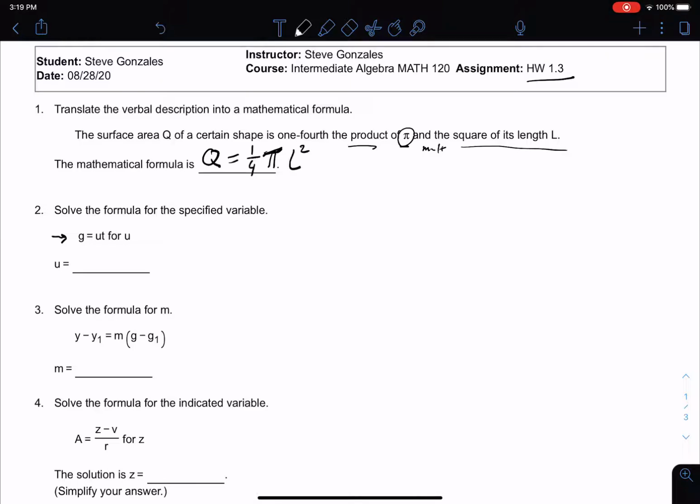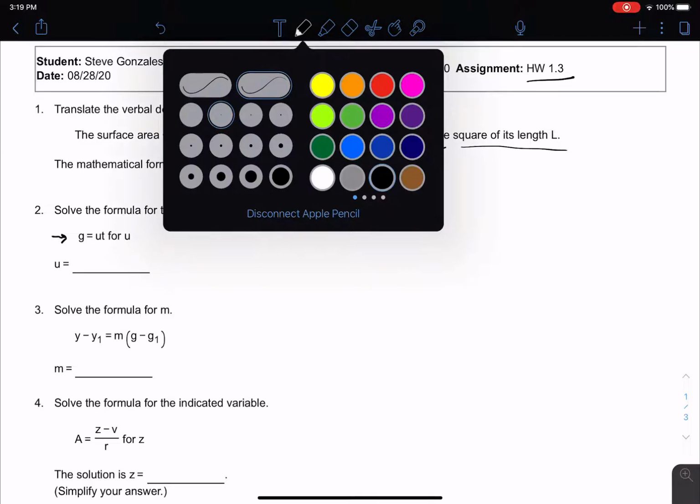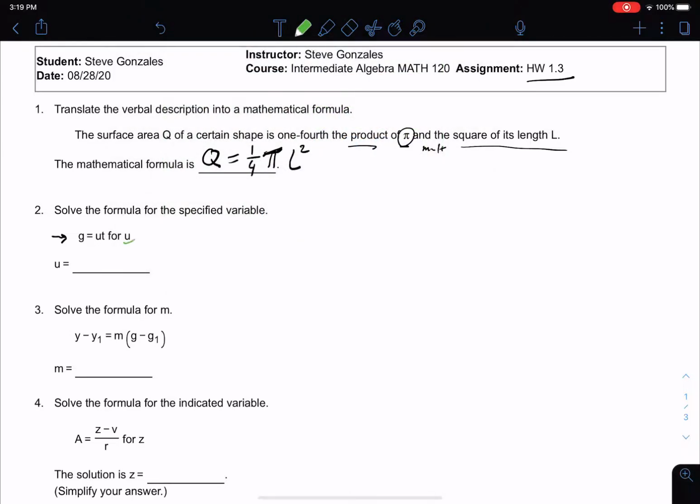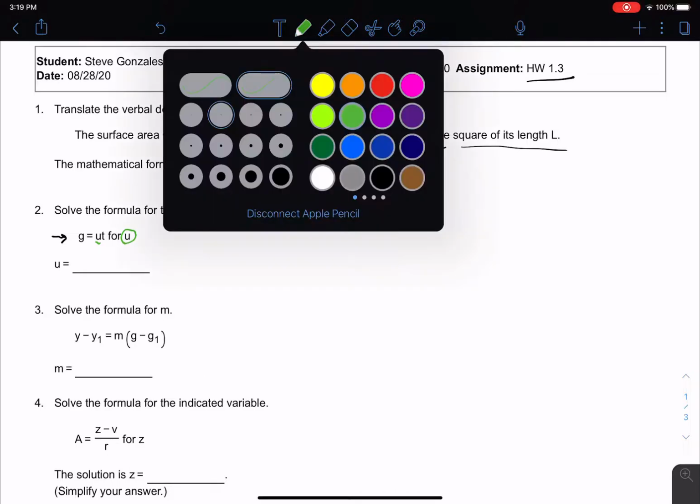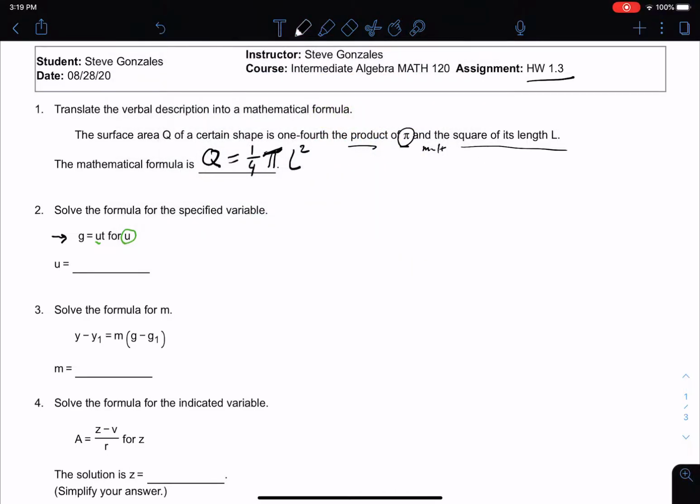Really what we're doing more of in the rest of these questions is, can you isolate, in this first case, let me use a little bit of green, can you isolate for u? Essentially, can you think of u as the variable and isolate u. I'm going to write this over here so I have a little space to work. This says g equals u times t. U is the variable I'd like to isolate, so I'm treating that like the x and everything else like a number.